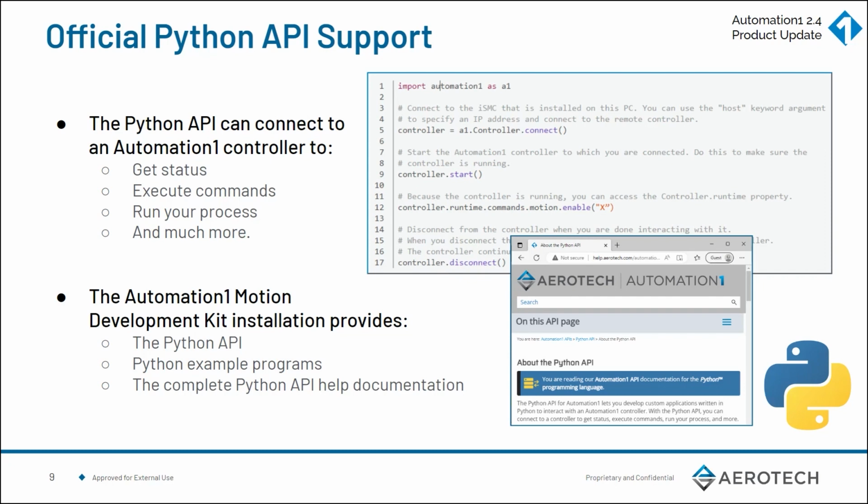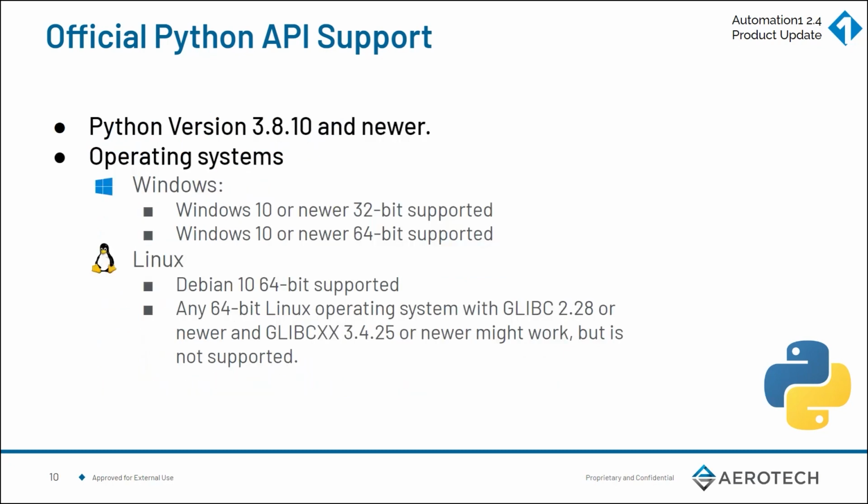And again, the complete Python API help documentation will be installed locally on your computer, but it's also accessible via help.aerotech.com/automation1. So please check that out for a full listing of information. We support Python version 3.8.10 and newer. And we also support the following operating systems: Windows-based operating systems, Windows 10 or newer, 32-bit and 64-bit.